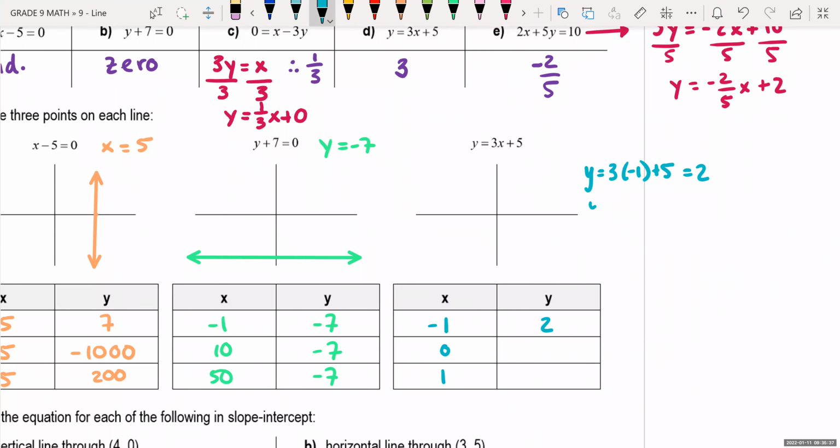For the next one, it's going to be y is equal to 3 times 0 plus 5, which is just going to be 5. I have an extra bracket there. And the last one is going to be y is equal to 3 times 1 plus 5. Now you might have slightly different answers if you pick different x values. So completely up to you what you want to pick.